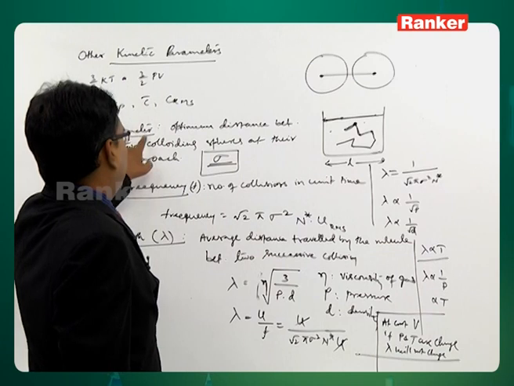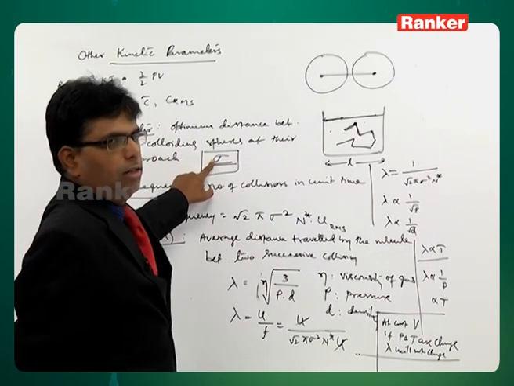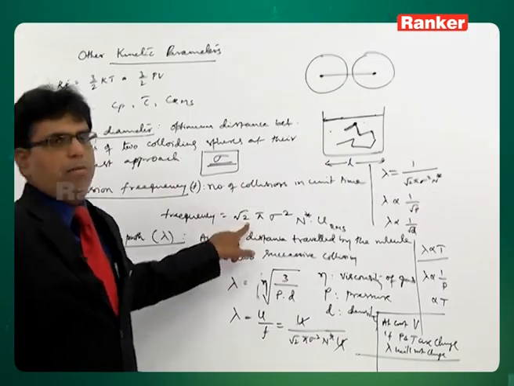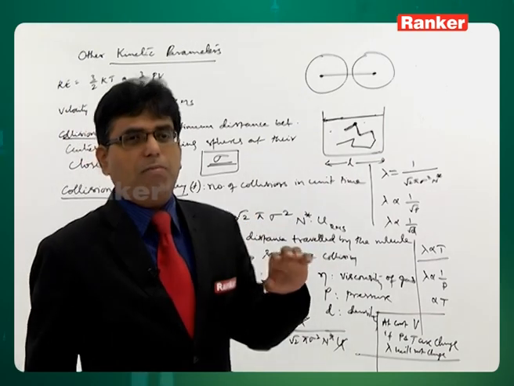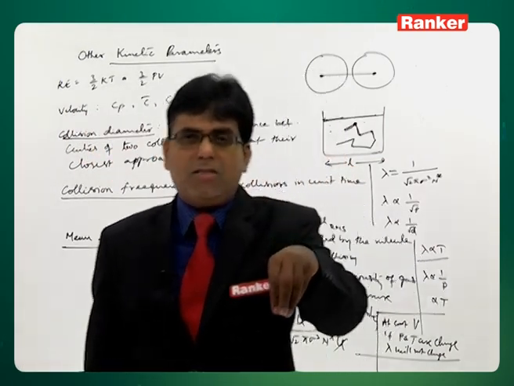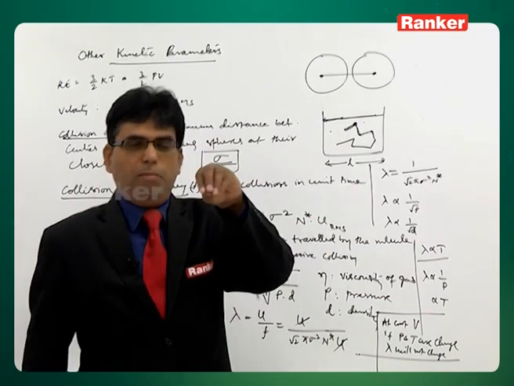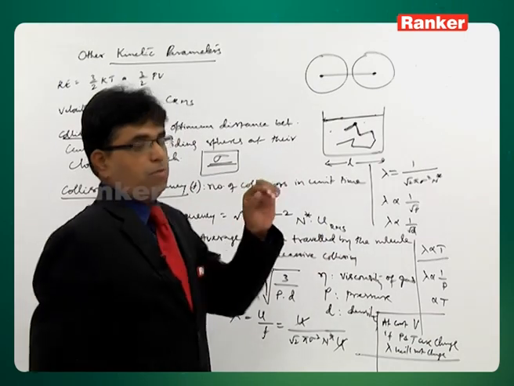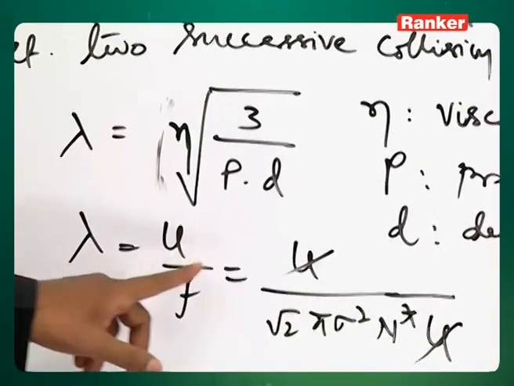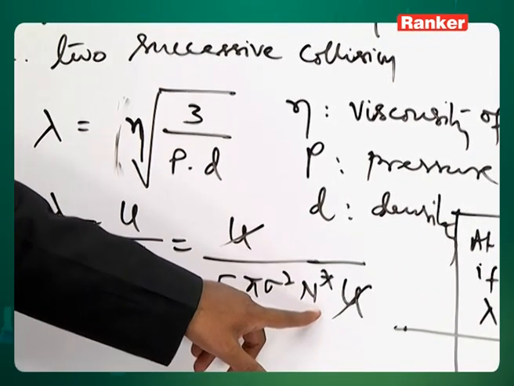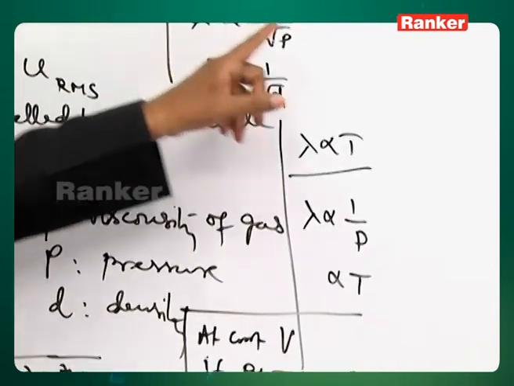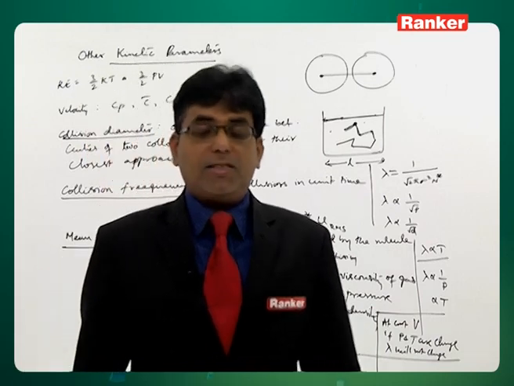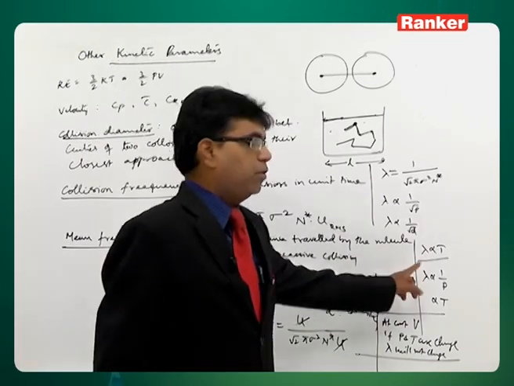So, collision diameter is of course sigma, the distance of closest approach of the two colliding molecules. Collision frequency is the number of collisions taking place for molecules moving with a particular velocity URMS with collision diameter sigma, as root 2 pi sigma square n star URMS. Mean free path is inversely related to collision frequency. So, mean free path is equal to 1 by root 2 pi sigma square n star, and from this you can write lambda is inversely proportional to P, lambda is inversely proportional to density, and lambda is directly proportional to temperature.